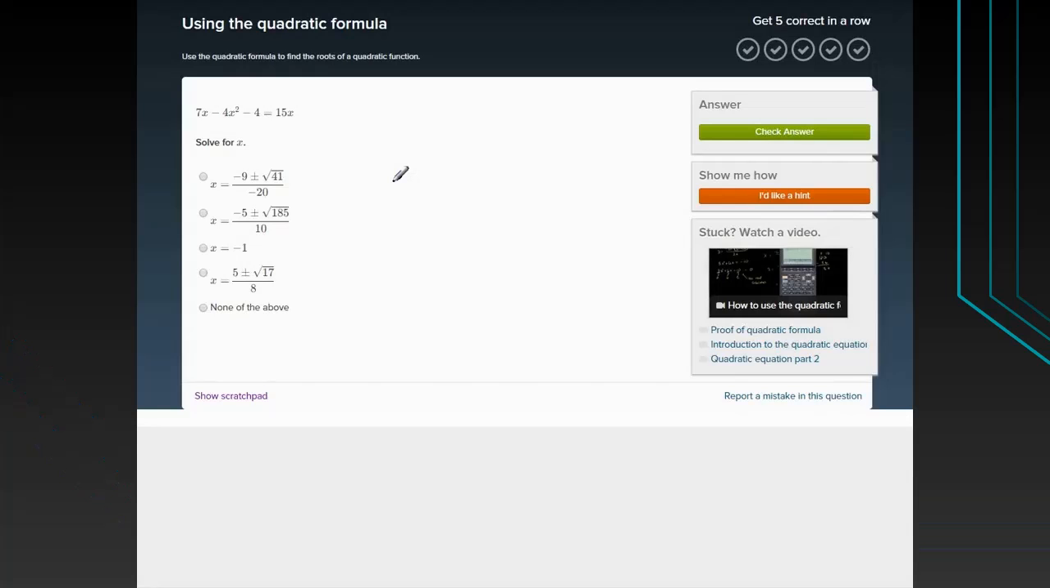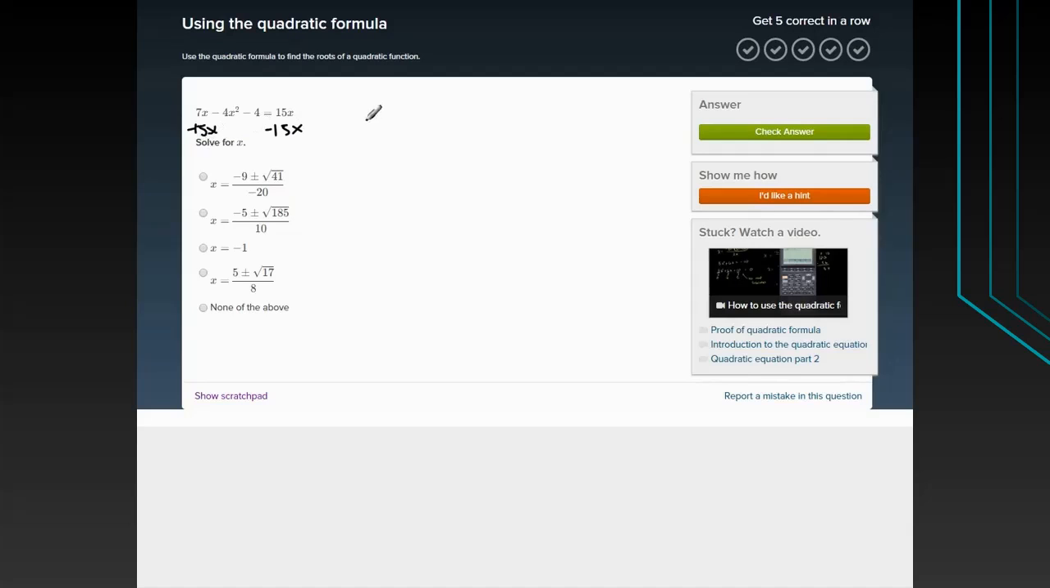In this video, we're going to look at using the quadratic formula. Now, to use the quadratic formula, the problem has to be in standard form. And as you can see in this problem, it is not in standard form. It's also not equal to 0. So I need to move the 15x over from this side over to this side.